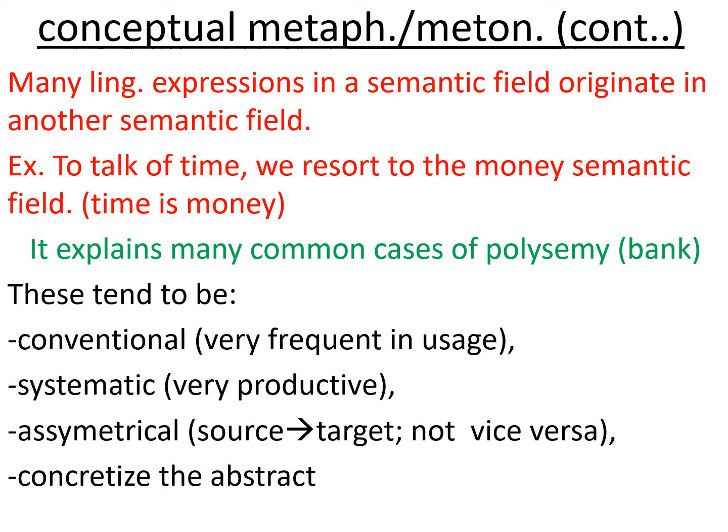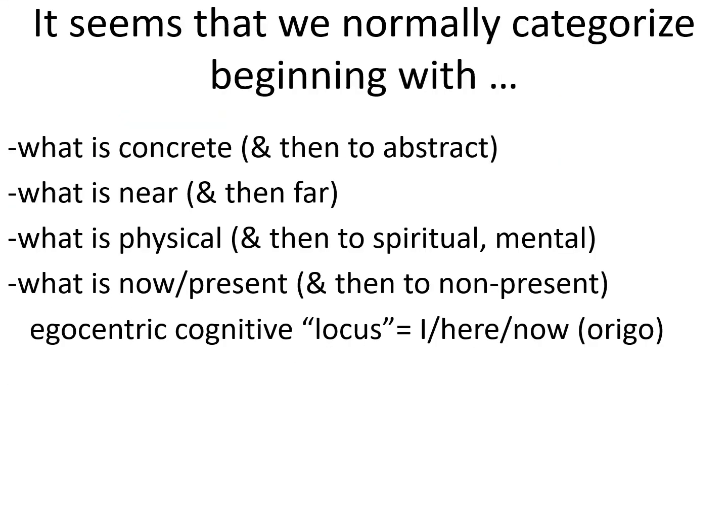These types of conceptual metaphors or metonymic concepts are conventional, they're systematic, they're asymmetrical, and they help us to see what was abstract. Now we can see it and understand it better. It seems then that we normally categorize beginning with the basics, what is concrete, and then we go to the abstract. What is near, and then we go to the far. What is physical, and then to spiritual, to mental, emotional.